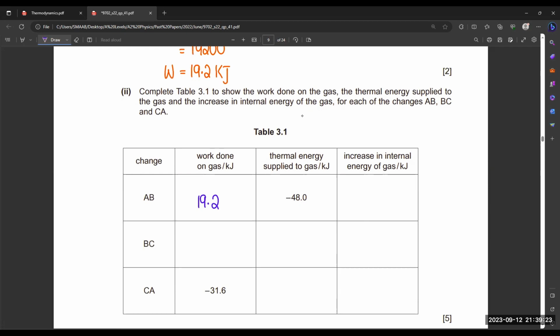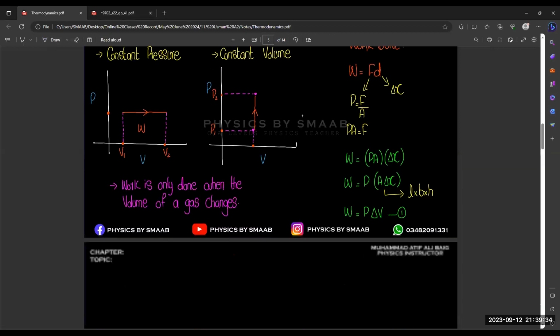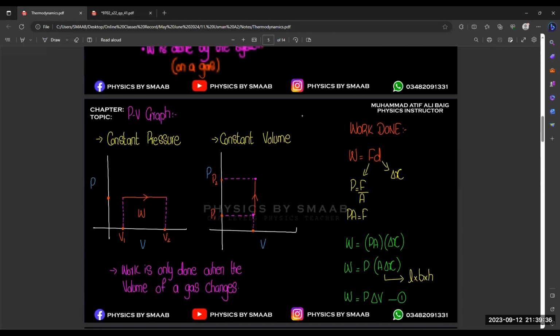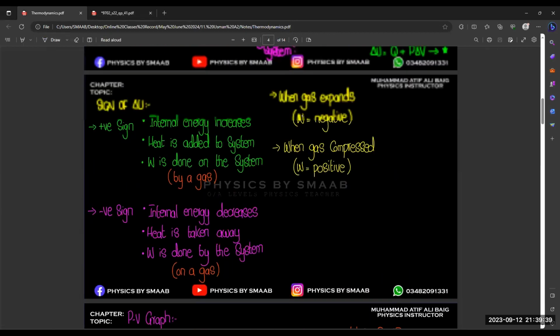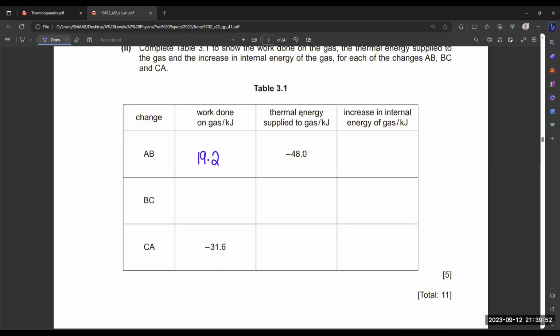Okay. It will be positive or negative because we are moving from a greater volume to a lesser volume, so your volume is decreasing. If you remember, we discussed yesterday that when gas expands, W will be negative, and when gas compresses, W will be positive. So we have to put a positive sign, right? Because the gas is compressed over here, since volume decreases. So it will be positive.